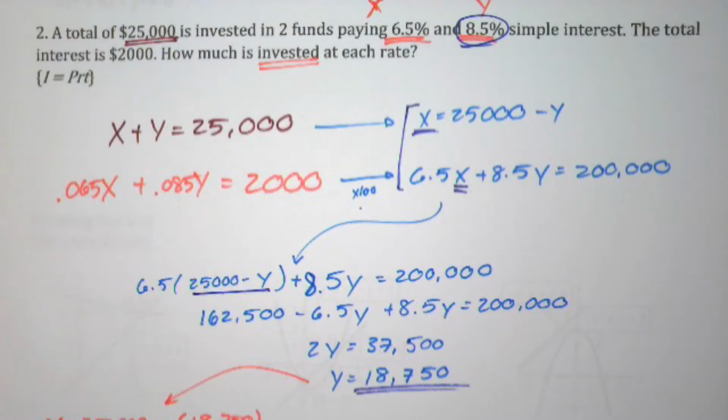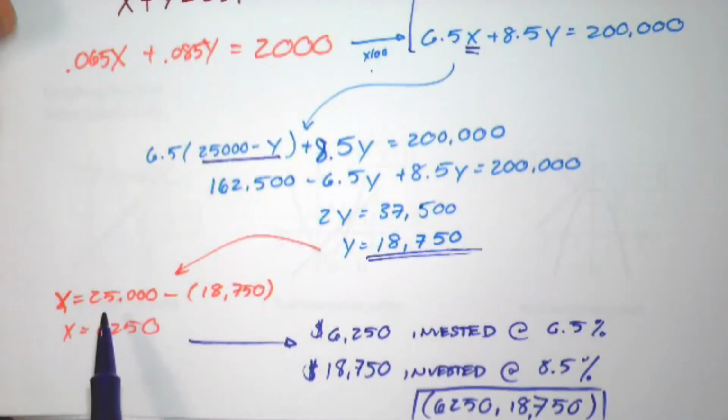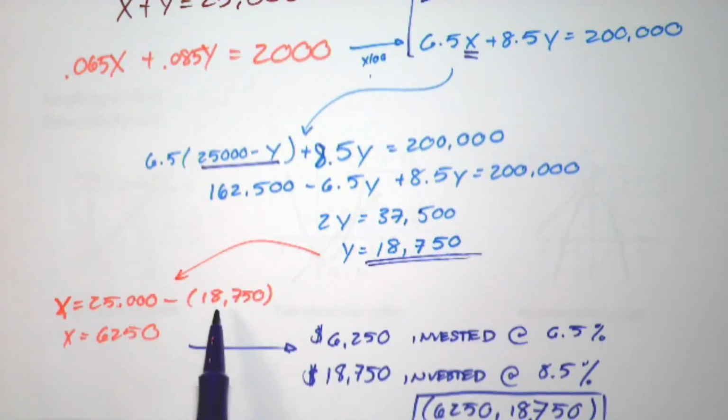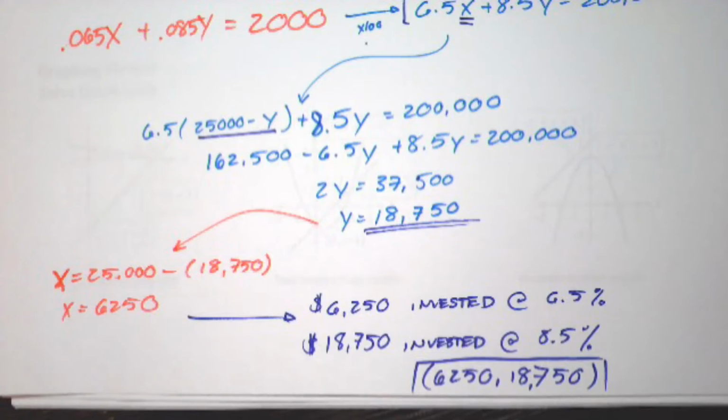Well, once you get one value, you plug it in to find the other, right? So we have that our x was that 25,000 minus whatever y is, just that difference. And we get that x is 6,250. So that 6,250 was invested at our lower percent, and about 18,000 at our higher percent. And in this case, because it's an application, it's also kind of nice to give it some context, but I would get into the habit of always writing it down as an ordered pair. So technically, none of this is new. This is from way back in Algebra 1.